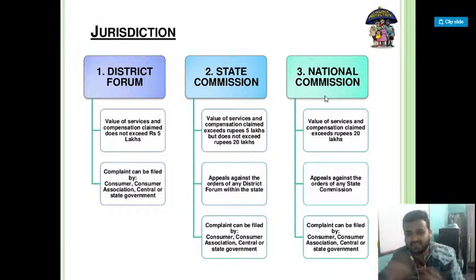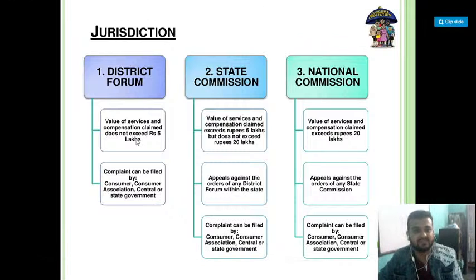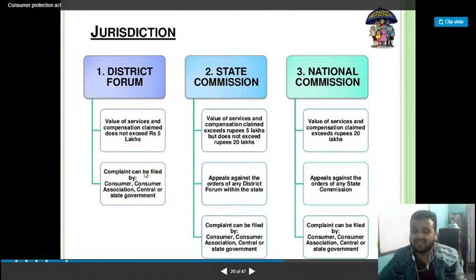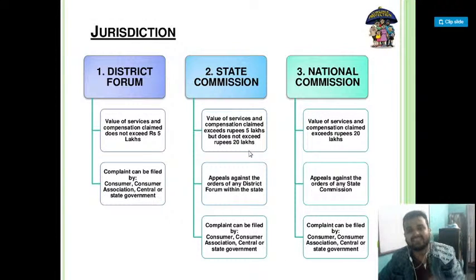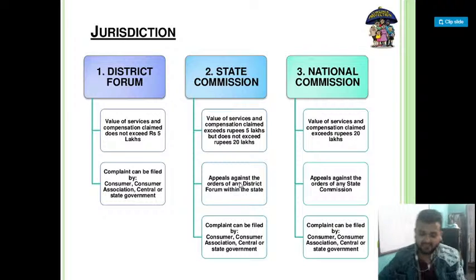Okay, so please see the bifurcation or the different benchmarks which are set for different claims. If the claim is up to 5 lakh, you should go to the district forum. If the claim is between 5 lakh and 20 lakhs, you should go to the state commission. And if your claim exceeds 20 lakh, then you'll go to the national commission or the central forum. Okay, clear? So these are the different benchmarks which are set.